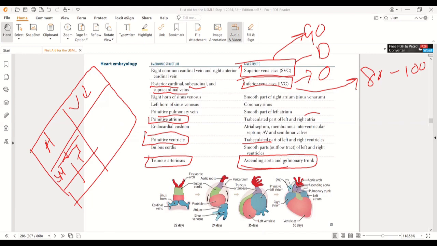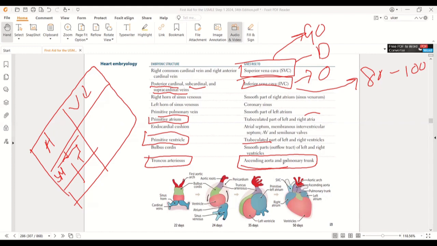Basically, there will be an abnormality with the septal spiraling, so you won't have the normal layout where the aorta takes off from the left ventricle and the pulmonary artery takes off from the right ventricle. It's reversed. This is a transposition of the great arteries. So spiraling problems are basically the transposition of the great arteries.